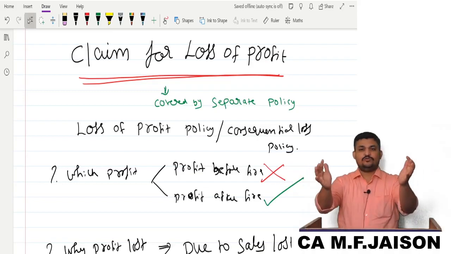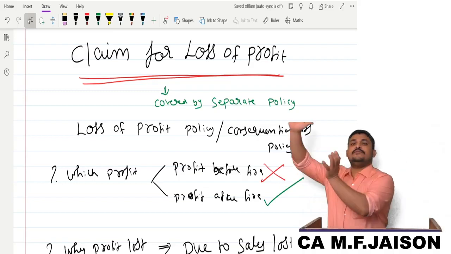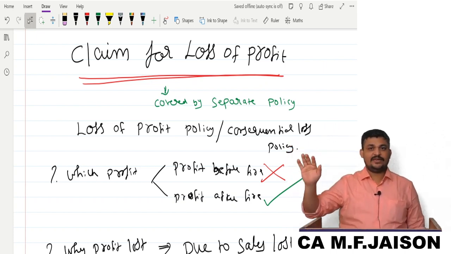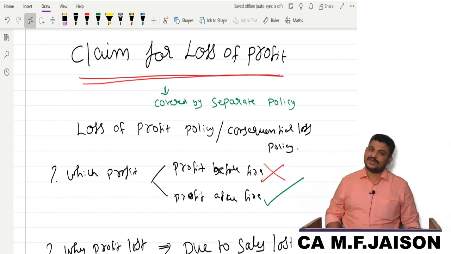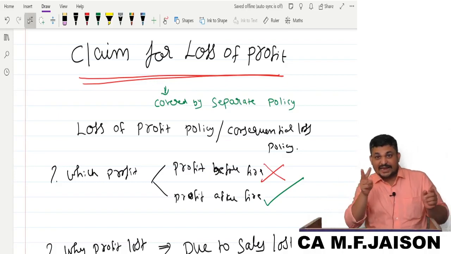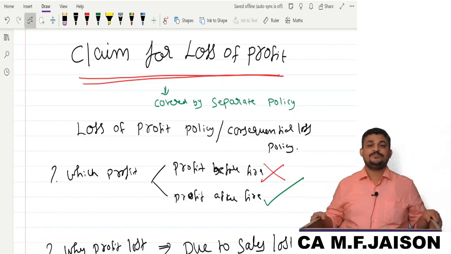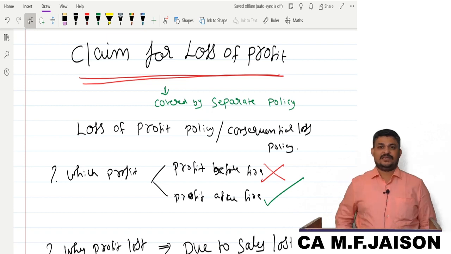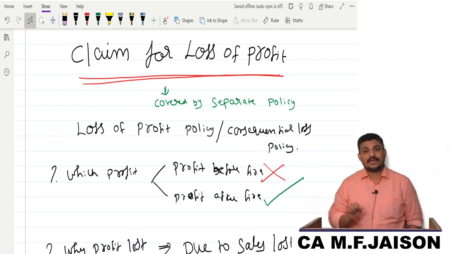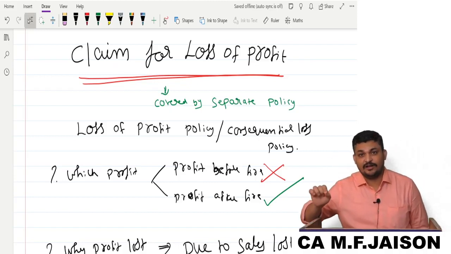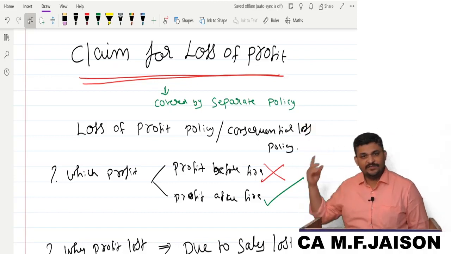When you add these two amounts, generally it will be more or less equal to the normal gross profit. It need not always be equal to normal gross profit. Anyway, we named the aggregated number for this policy as gross profit. Understood? So what is to be compensated? Net profit plus insured standing charges. Together we call it gross profit. So the compensation is gross profit on sales loss.